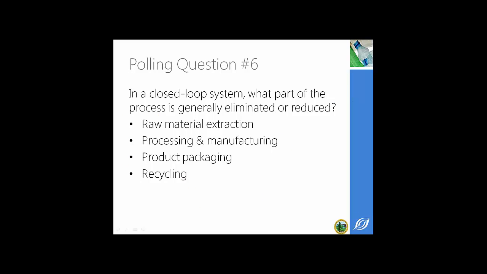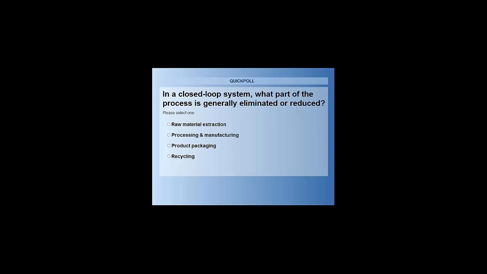So here's a question for you, and I'm going to go ahead and launch the poll, but let me read it first. In a closed loop system, what part of the process is generally eliminated or reduced? Okay, give me just a second to get in there. All right, you should see it pop up on your screen.